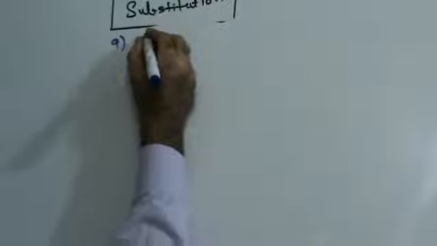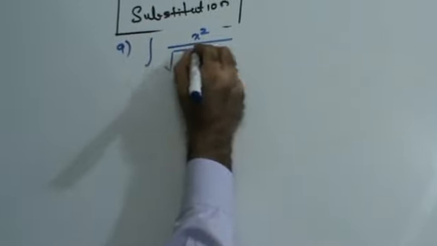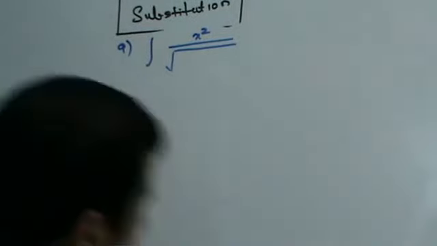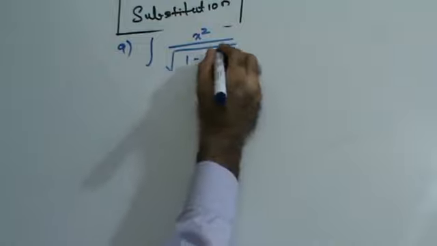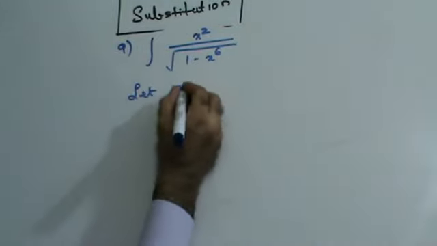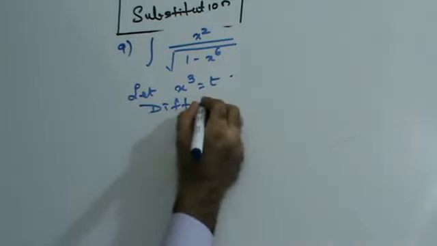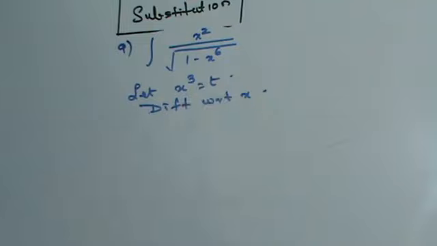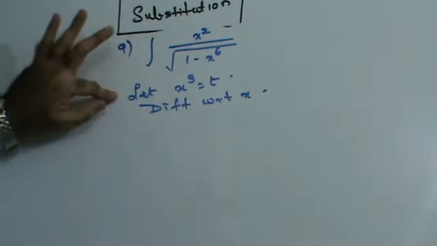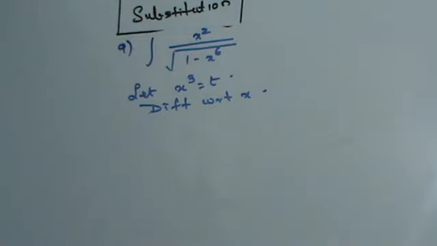Integral of x square upon root of 1 minus x raised to 6. You will say let x cube be equal to t. Differentiate with respect to x. Remember, you take that term as t such that when I take the derivative of that, I should get the numerator and my numerator should get cancelled.